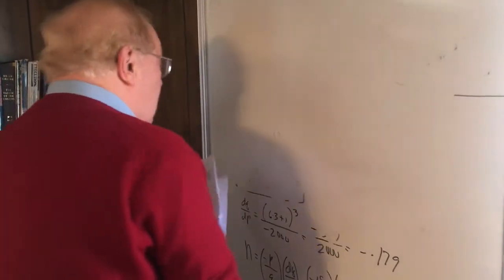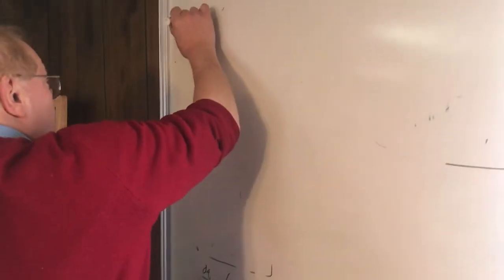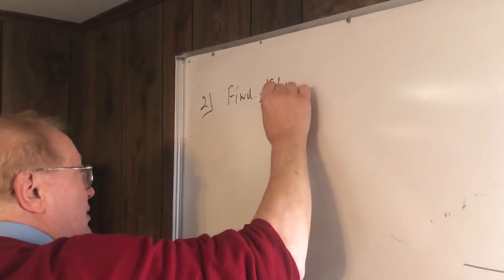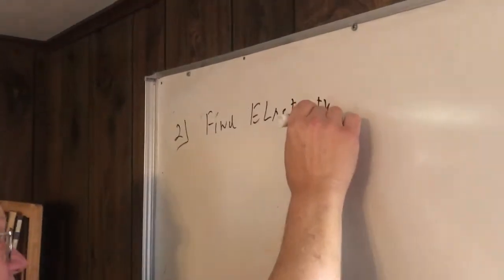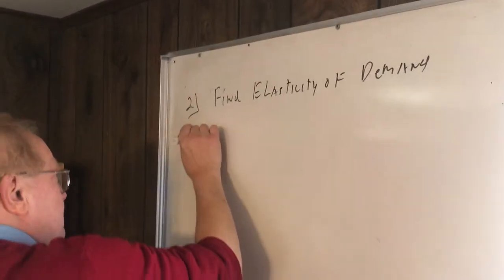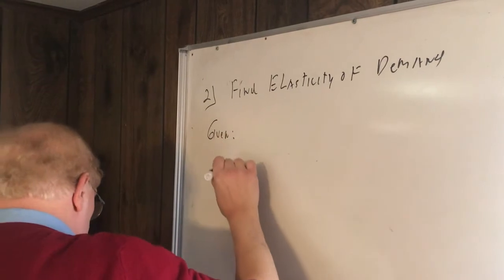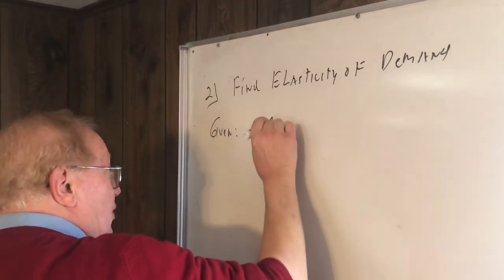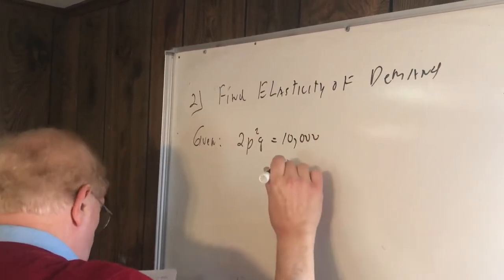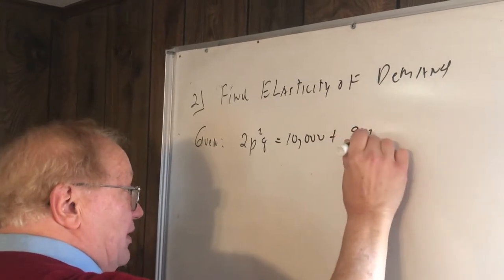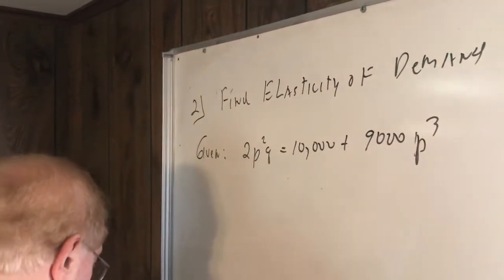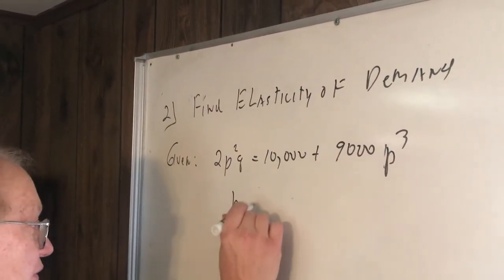Okay, so here's another problem. Let's say 2. I want to find the elasticity of demand given 2 p squared q equals 10,000 plus 9,000 p cubed. And I want to find the elasticity of demand.